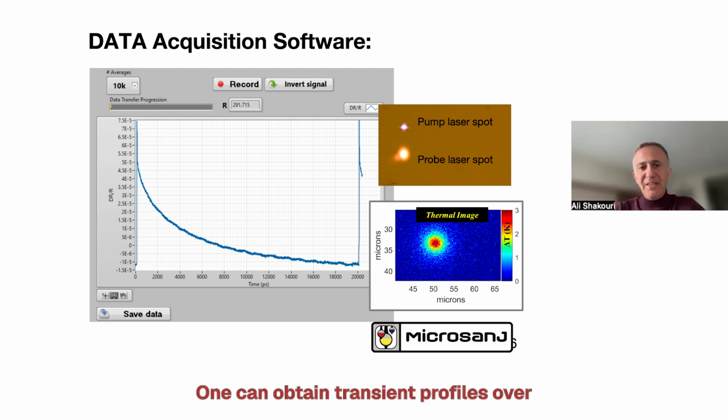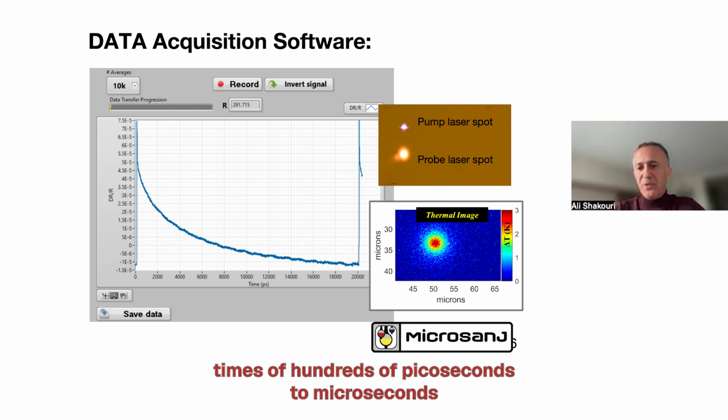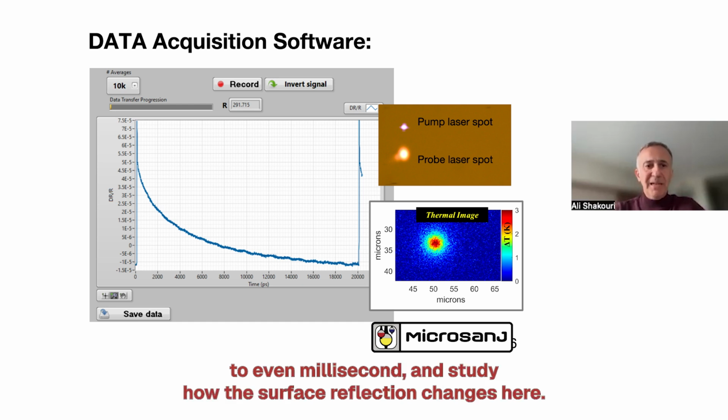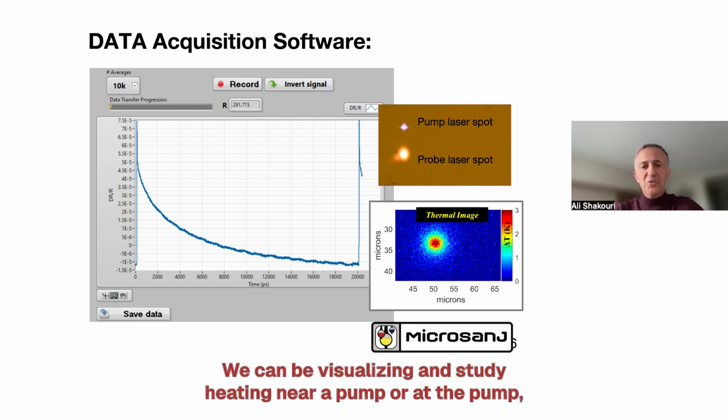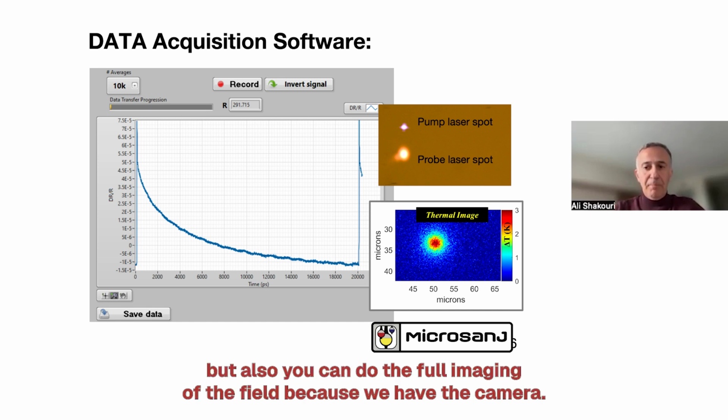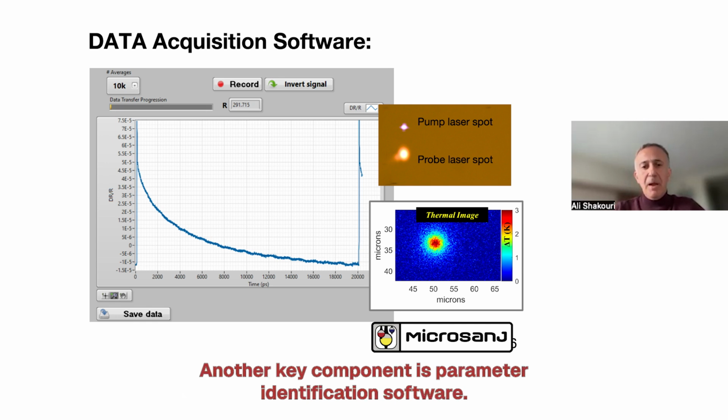One can obtain transient profiles over times of hundreds of picoseconds to microseconds to even milliseconds and study how the surface reflection changes. Here in this case, with pump and probe, you can visualize and study heating near the pump or at the pump. But also you can do the full imaging of the field because we have the camera.